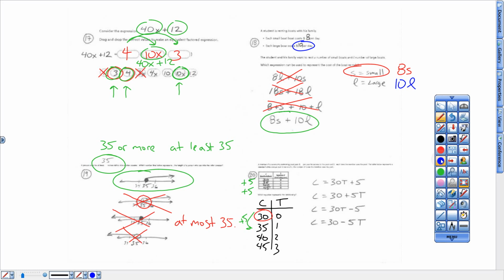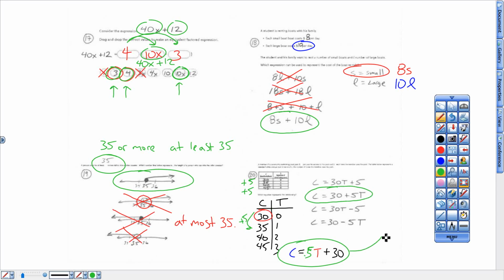The way we've been doing these is writing these in slope-intercept form. We've been writing C equals that 5 times that T, plus that y-intercept of 30. We've been writing it like that. 5T, I could write a 5 right there. 5T plus 30. And I can see the only one that has 30 written first and the 5T second.